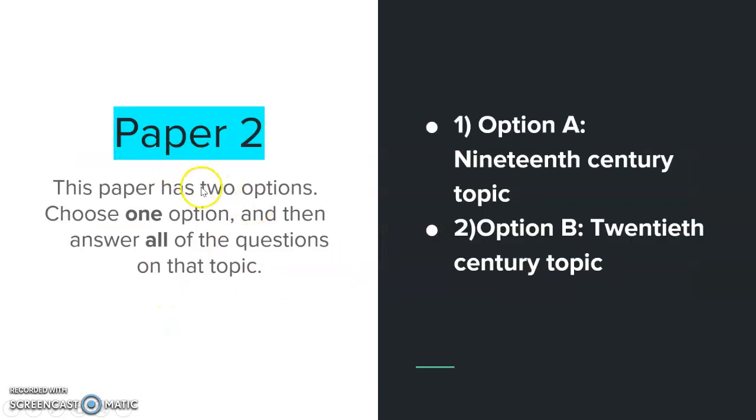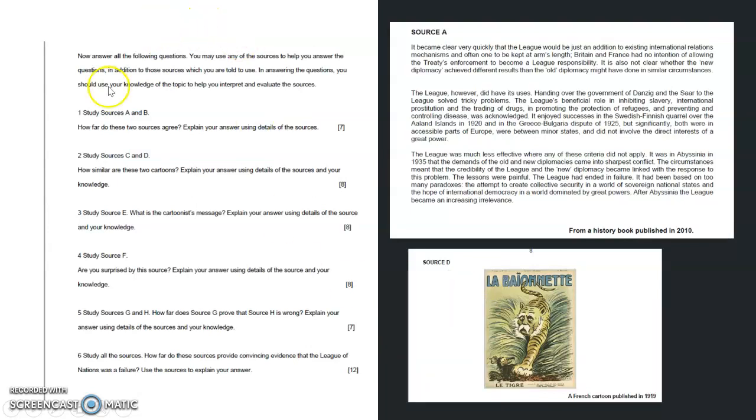Moving on to paper 2. Option A is the 19th century topic. Option B is the 20th century topic. I mentioned to you that in our school we are learning option B. So once you are sitting for the paper, go to option B and answer all the questions under this part. There will be 6 questions. These are some of the examples.